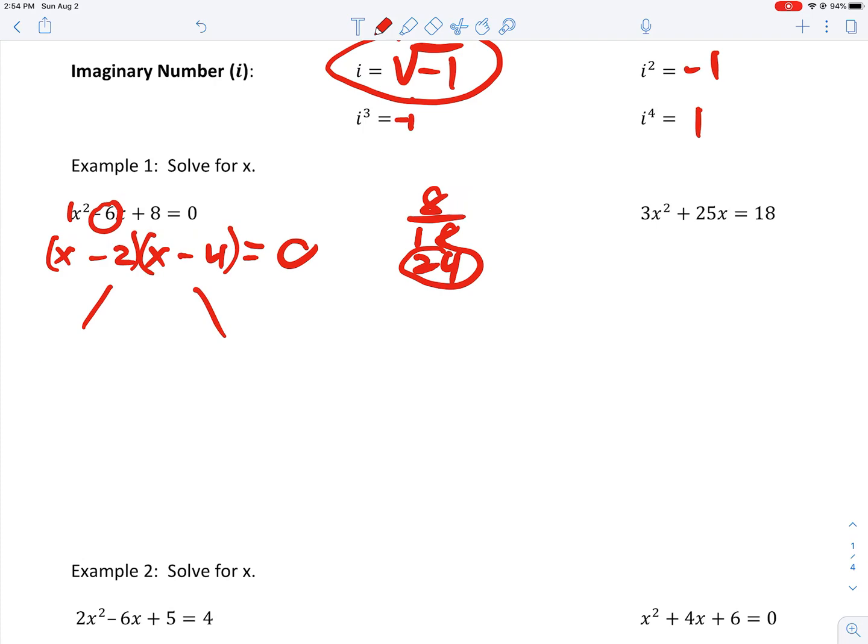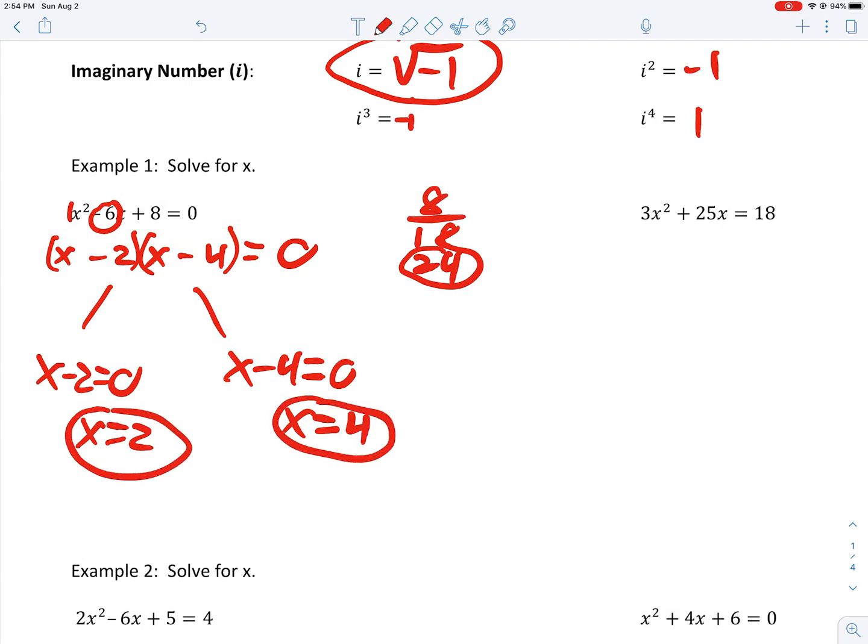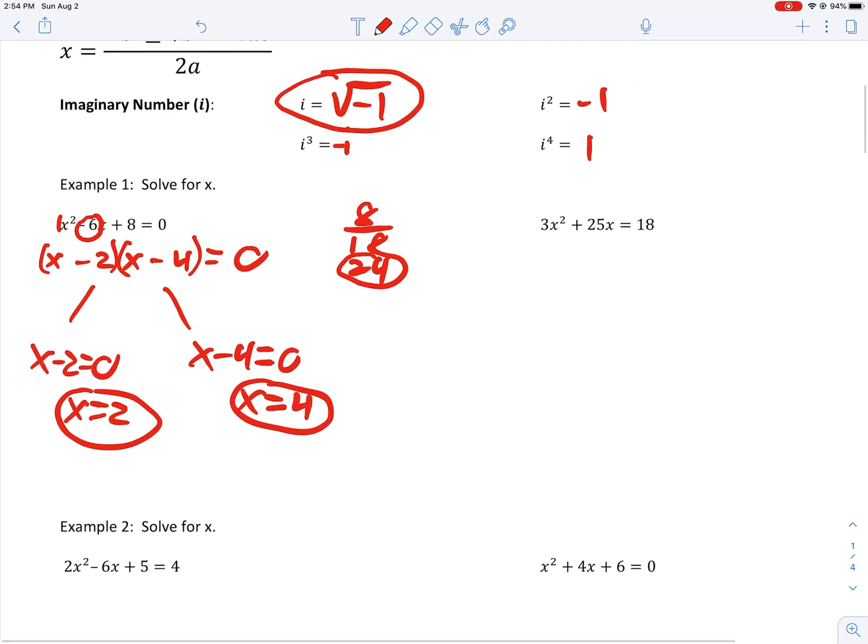This is what we did in our last lesson. Now I set each one of these factors equal to 0, because one of them has to be 0. Add 2 to both sides here, add 4 to both sides here, and now you have your two solutions. And remember, you're solving a quadratic, so most of the time, you're going to end up with two solutions. So keep that in mind.